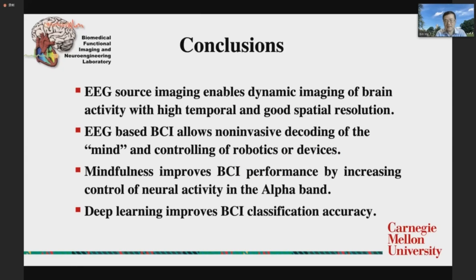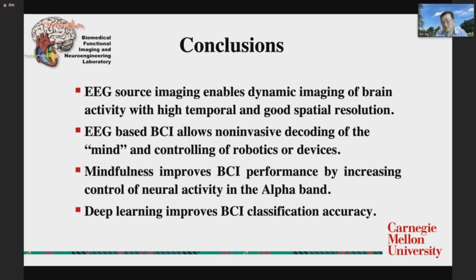So in summary, I think my time is coming up. What we discussed can be summarized in the following few bullet points. EEG source imaging enables dynamic imaging of brain activity with high temporal resolution and good spatial resolution. EEG-based BCI allows non-invasive decoding of the mind and controlling of robotics or devices. And mindfulness improves BCI performance by increased control of neural activity in the alpha band. By the way, you can certainly look at the beta band, gamma band, or theta band, but in the experiment I described, we only observed significant improvement in the alpha band.